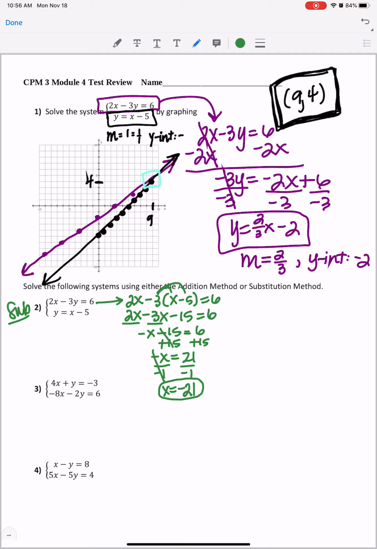Okay, so that's one answer. Now we've got to plug it in to get the next one. So now in place of this x, I'm going to put in my negative 21. So we've got y equals negative 21 minus 5. Combine your like terms, and we've got y equals negative 26. Now, when it tells you to solve, you have to write this as an ordered pair. So this is negative 21, comma, negative 26.